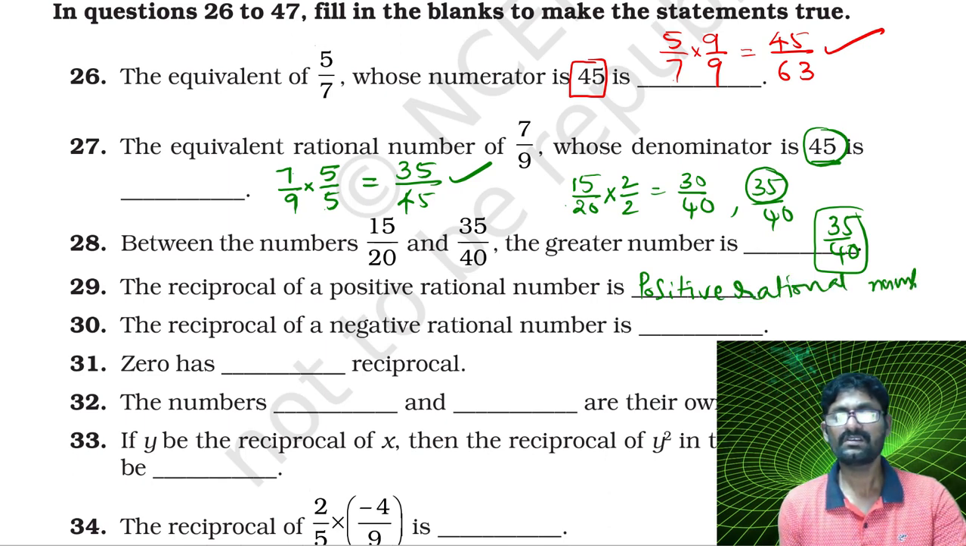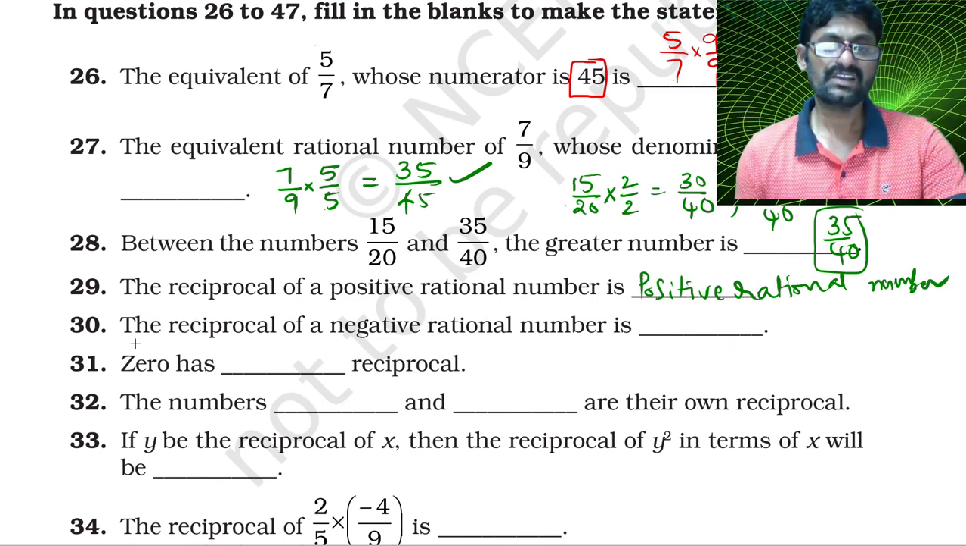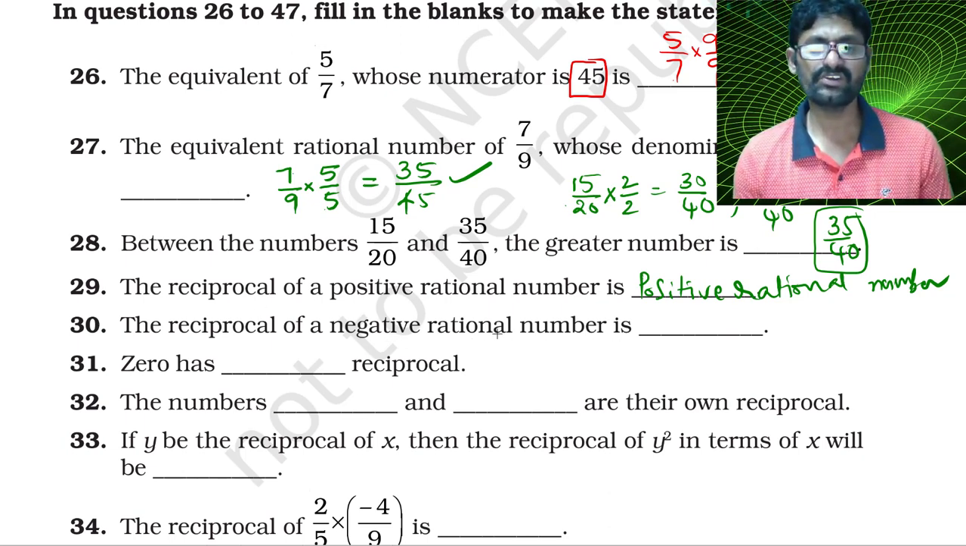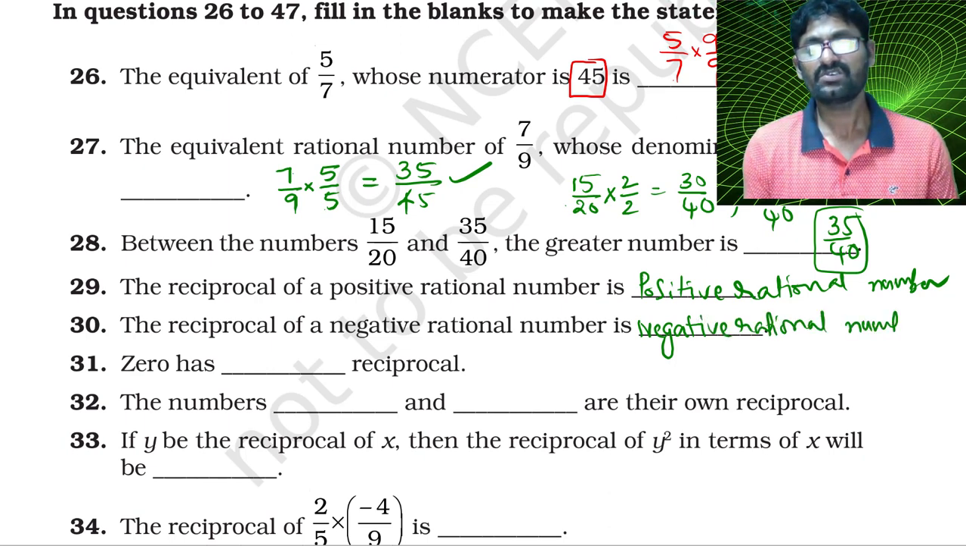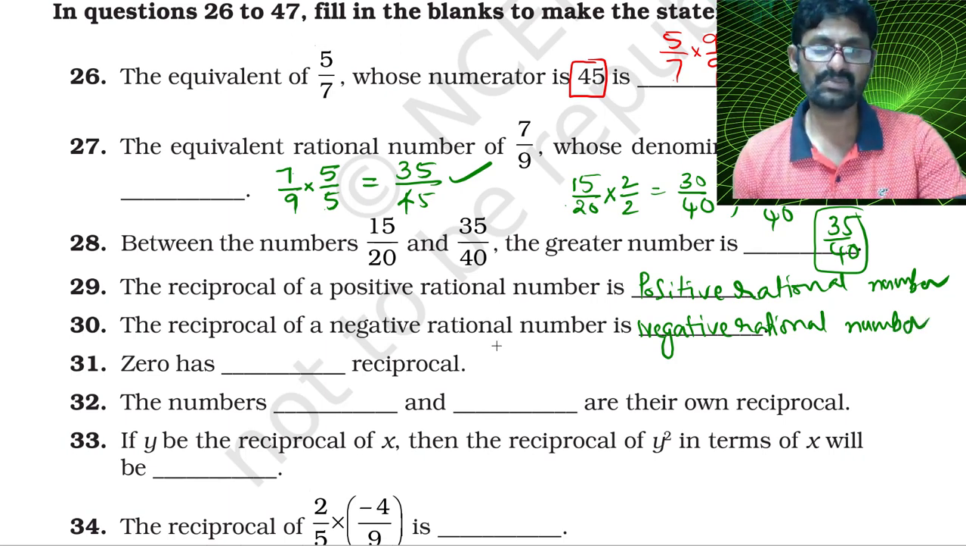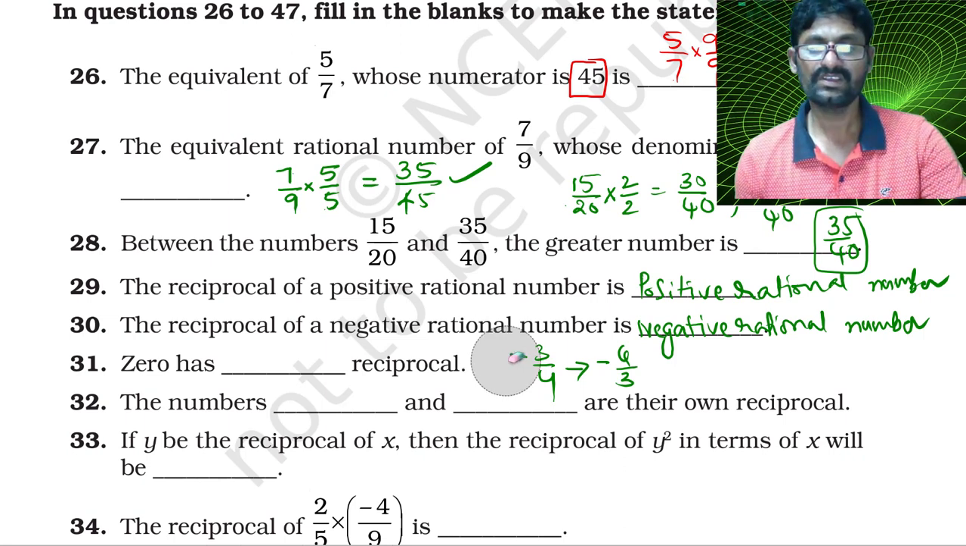Positive rational number. So that is for 29th one. Now let us see 30. The reciprocal of a negative rational number, as we have discussed in problem number 29, is also a negative rational number. If you want to take one example, suppose we take negative 3 by 4, the reciprocal of this one is negative 4 by 3. So both are negative. Right, okay.